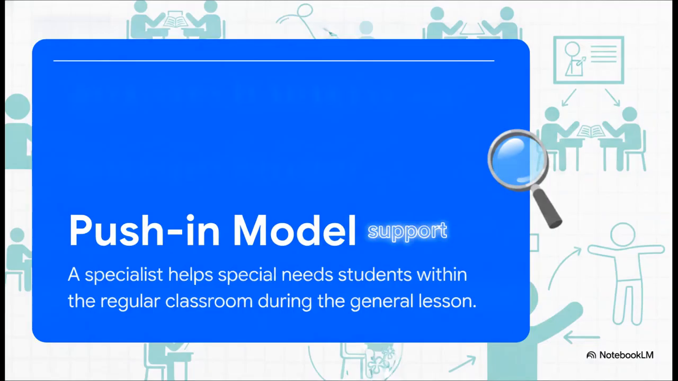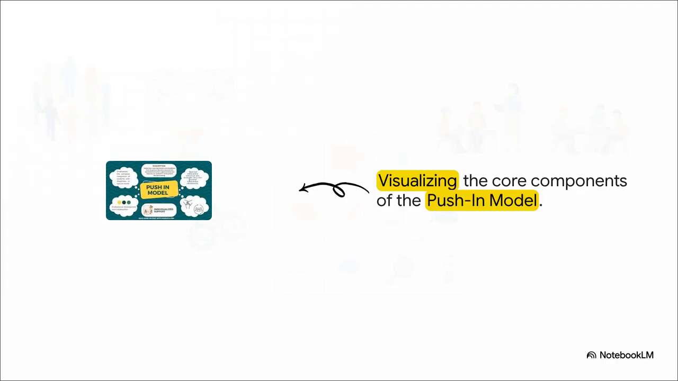The absolute crucial word when talking about this model is support. Instead of removing a student from their standard environment, which really used to be the norm in education, the support is brought directly to them during the regular lesson. The student stays right there in the exact same classroom as their peers, engaging with the very same core curriculum. This approach completely shifts the ecosystem of the classroom.